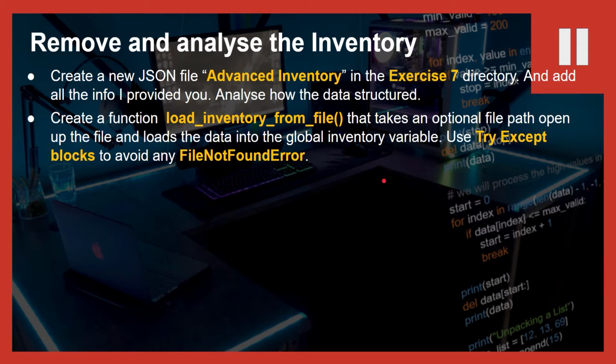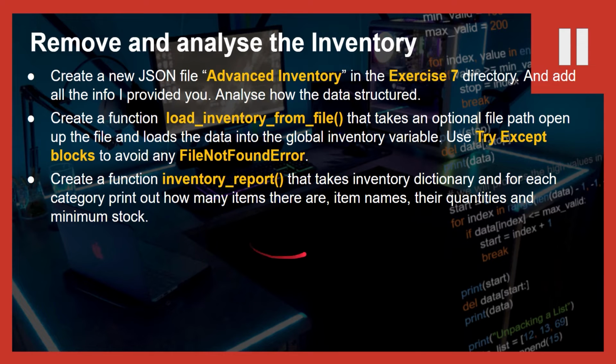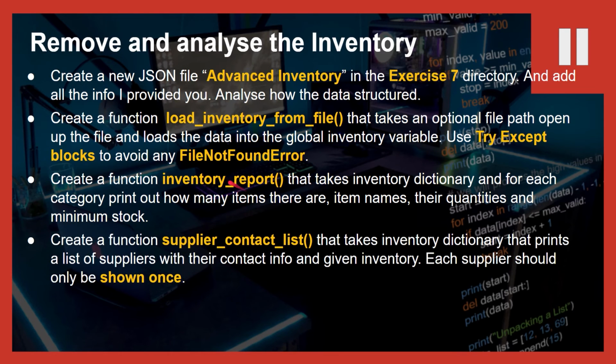This is something that I explained again in the reading and writing of the file video that I linked somewhere around. Create a function inventory report that takes inventory dictionaries and for each category prints out how many items there are, their name and the item quantities and the minimum stock. So this is just a report of said inventory. And remember, you'll have to use the advanced inventory that I provided you. So again, this is working around the data that you've imported.